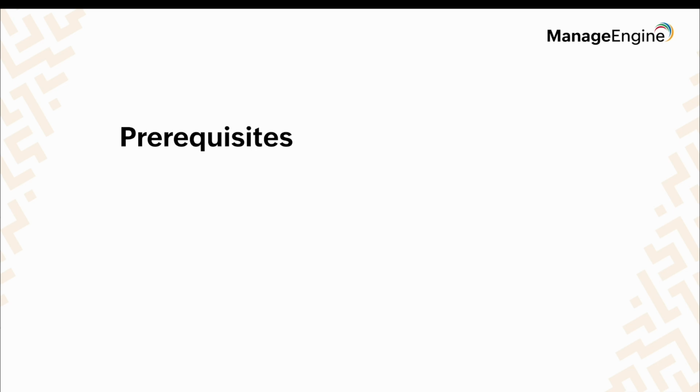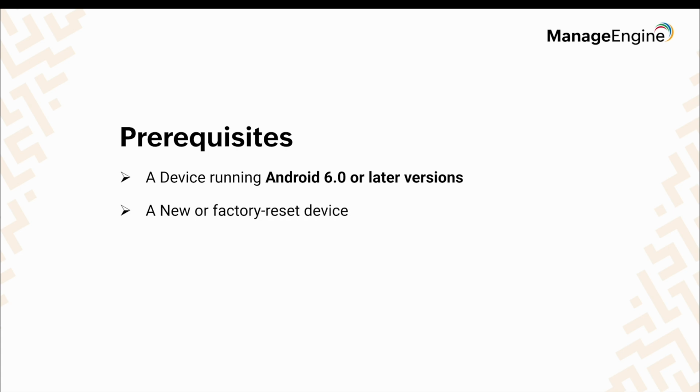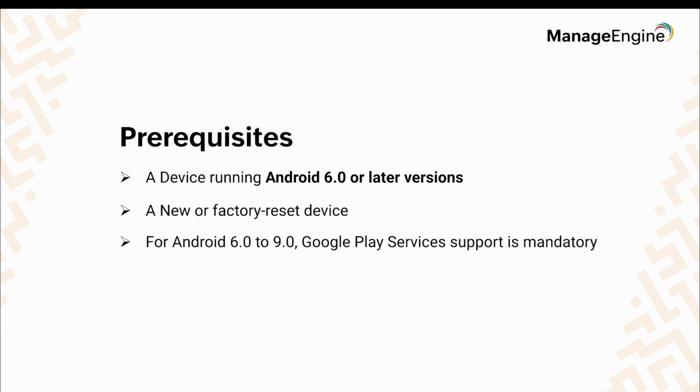To enroll a device using QR code, you should have a device running Android 6.0 or later versions, a new or factory reset device. And for Android 6.0 to 9.0, Google Play Services support is mandatory.